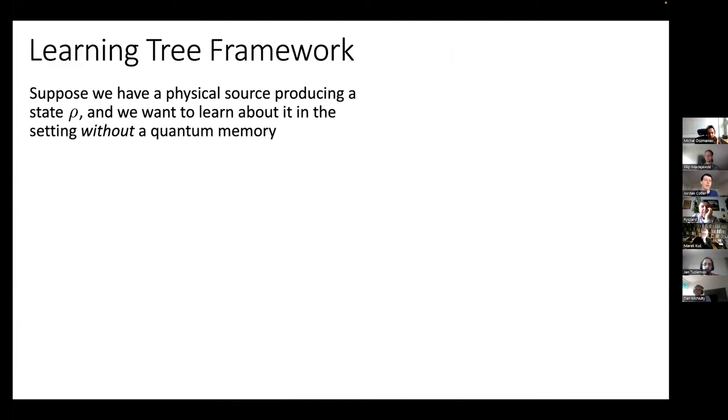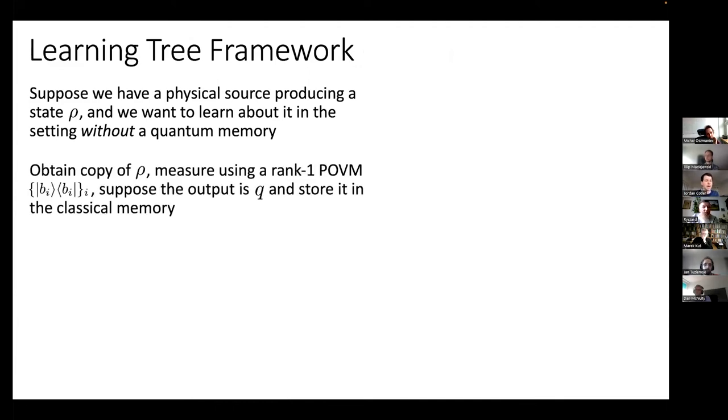So what's a model for how this works? Suppose that we obtain a copy of rho and we measure it using a rank one POVM. Now, let's not worry so much about why it's a rank one POVM. We can suppose for the sake of this discussion that this is just a projective measurement. Namely, that these b_i form a complete orthonormal basis of states, and we are measuring in this b_i basis. Now, when we measure the state, suppose that the output is q. Namely, when we measure rho in this basis, we obtain the outcome b_q. That's what we measure, say. And we store the index q in the classical memory.